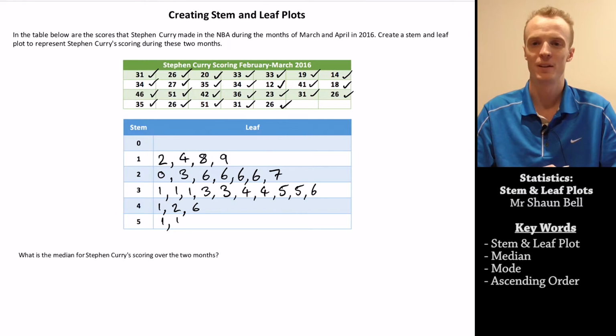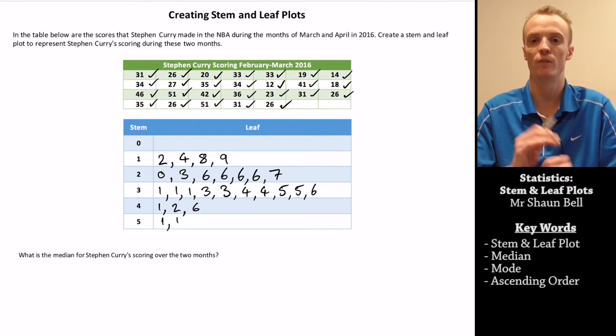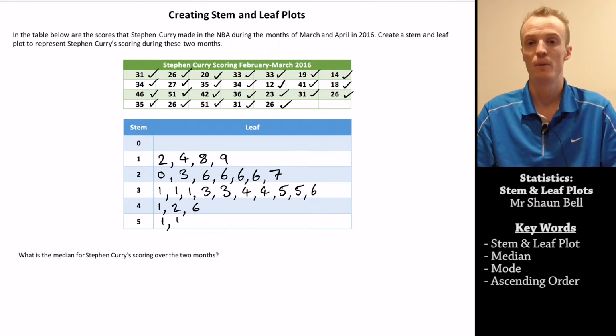Alright, so I've just finished my stem and leaf plot. How'd you go with yours? So as you can see, this actually orders everything from smallest to largest, but presents it in a much more confined space. Now you might be wondering at this point, what can I now do with this data?